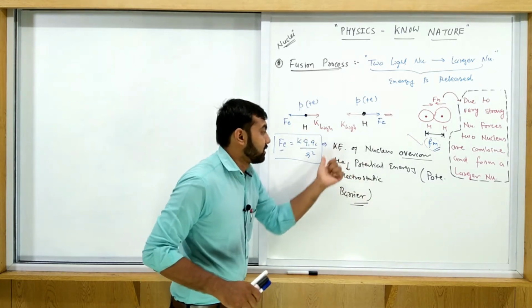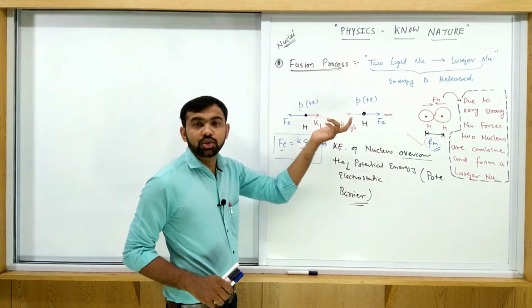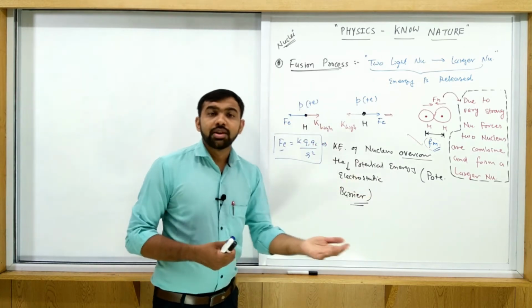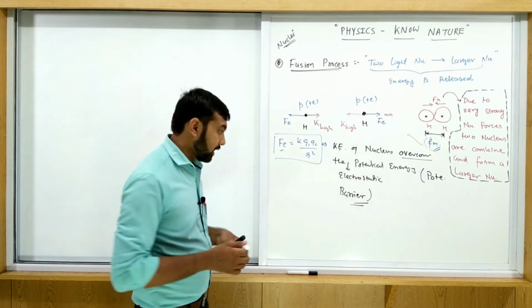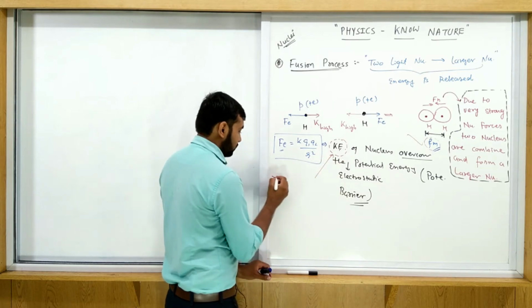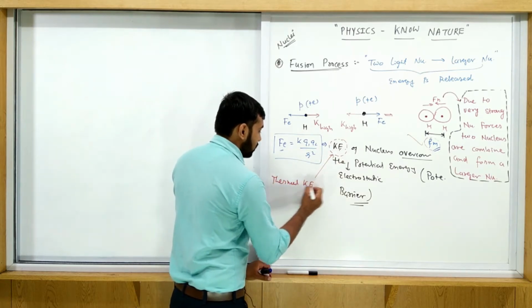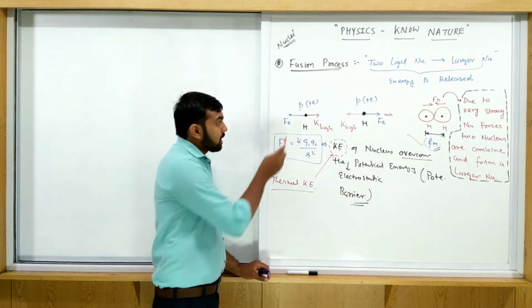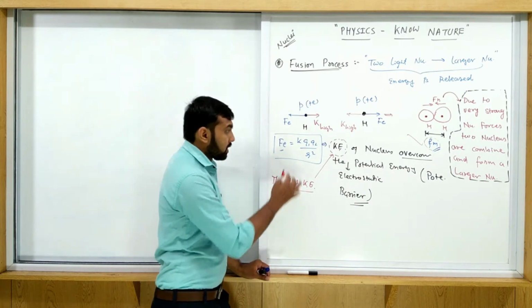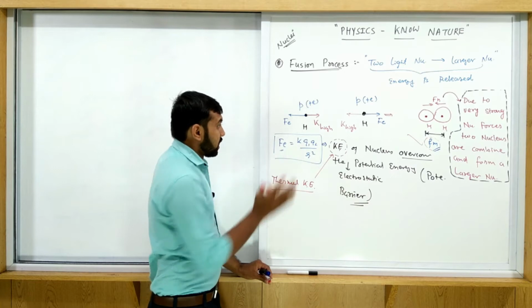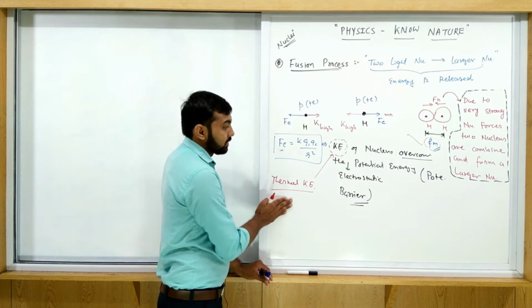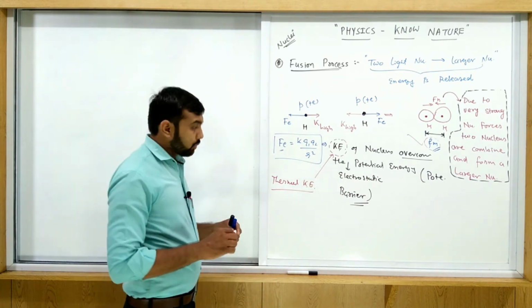How do we provide this kinetic energy? How do we give the kinetic energy to both nuclei? If we increase the temperature, then both the nuclei move with some thermal kinetic energy. So what is thermal kinetic energy? It means if we increase the temperature of both the nuclei, then the kinetic energy increases, as we know. If kinetic energy increases, then we call it thermal kinetic energy, and this kinetic energy overcomes the potential energy.